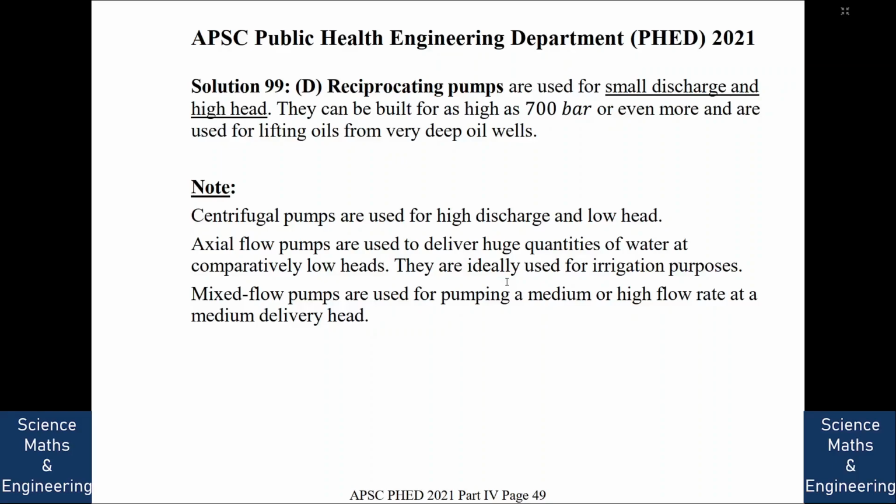Now, centrifugal pumps are used for high discharge and low head. Axial flow pumps are used to deliver huge quantities of water at comparatively low heads, and they are ideal for irrigation purposes. And mixed flow pumps are used for pumping a medium or high flow rate at a medium delivery head. So we'll go to the next question.